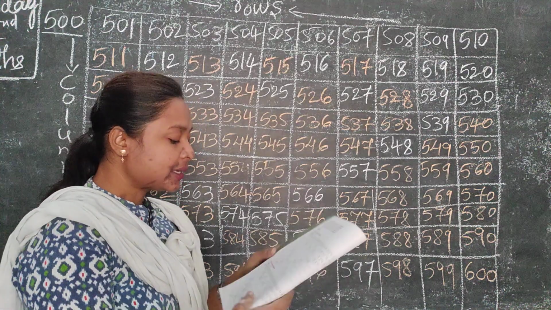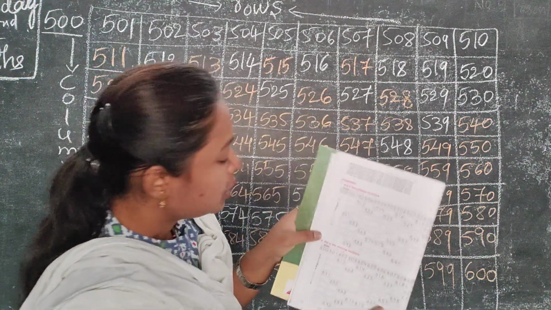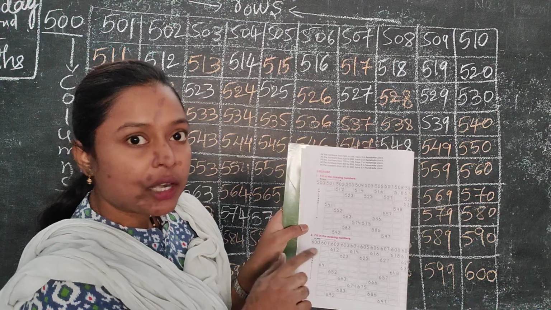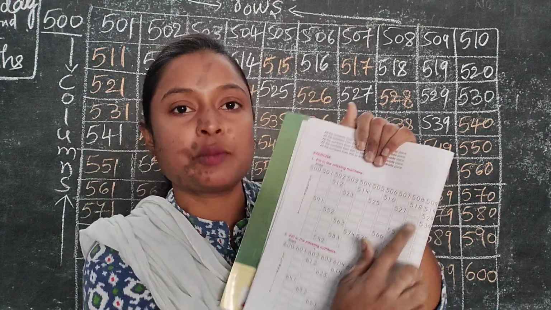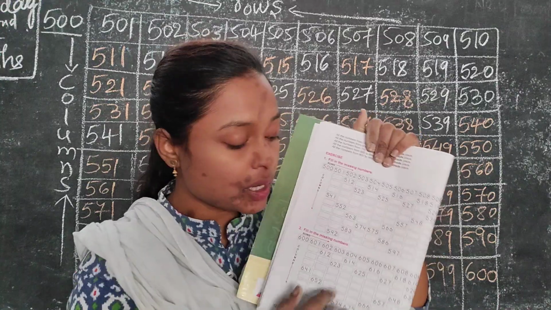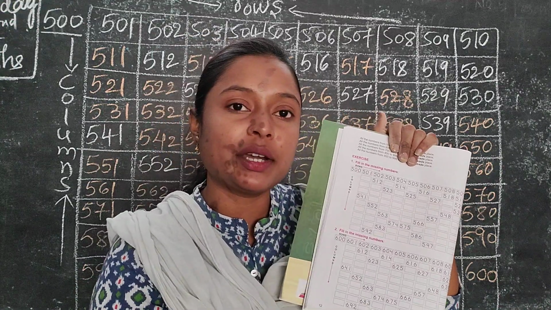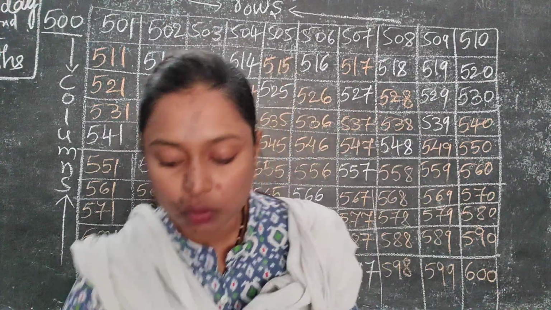From 600. Second one is there, no? Second one is there. 600 we will do here. Okay. So by seeing this, fill this box. And afterwards this one from 600 to 700, that one also I will show you now.